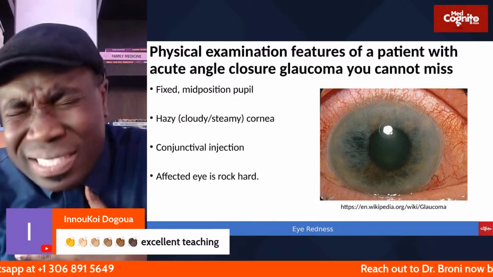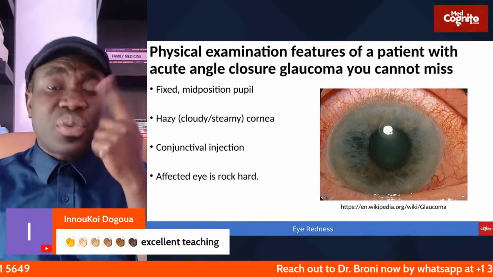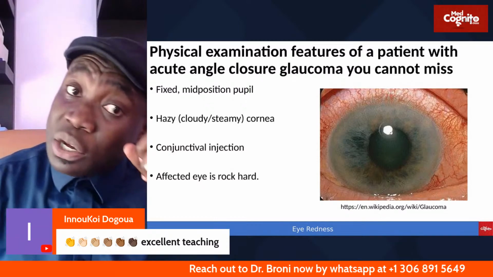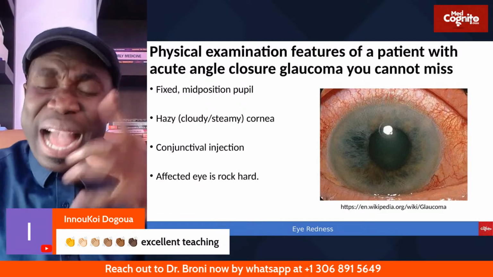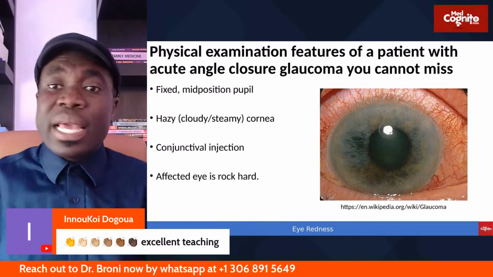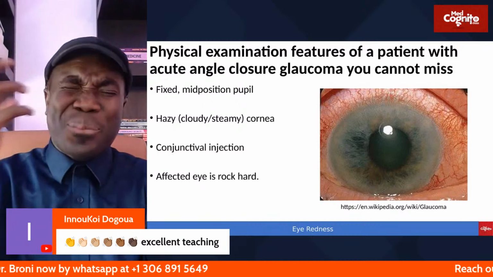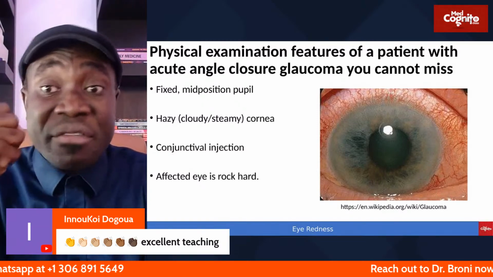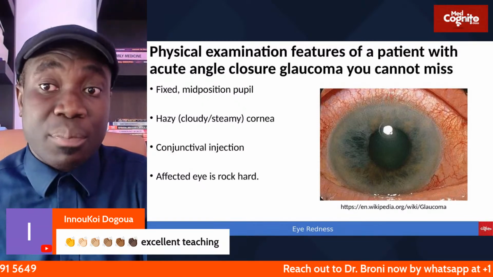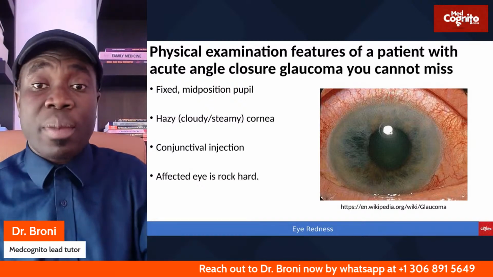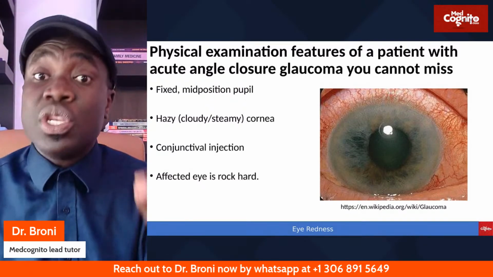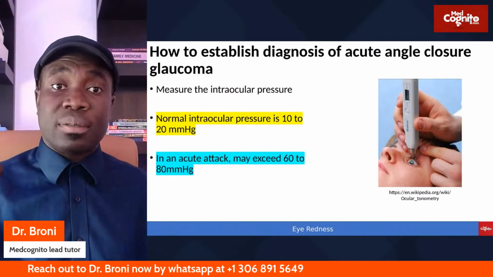Okay, I have nausea. Someone will say, what's the relation between eye pain and nausea? Acute angle closure glaucoma. I have nausea. I want to vomit. Then when you touch the eye, boom, the eye is very, very hard. There's a problem. Acute angle closure glaucoma. It's an emergency. You need to know what to do for the patient.